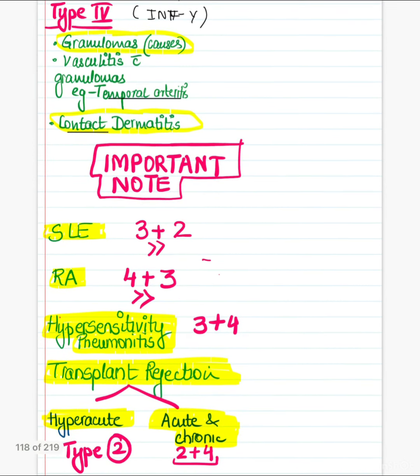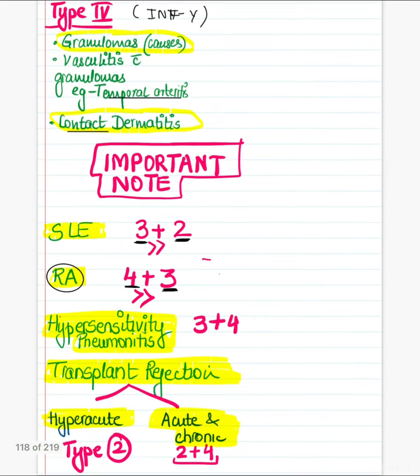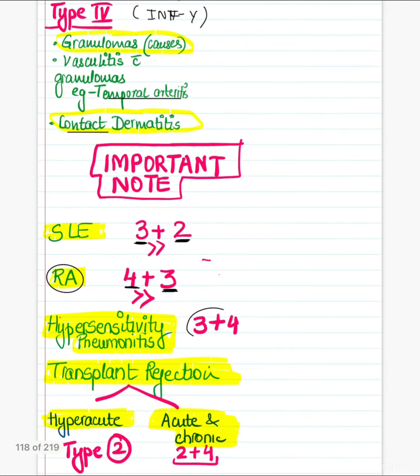Now coming to SLE, guys. This SLE may be due to either type 3 or type 2 hypersensitivity. But more commonly we say type 3. Rheumatoid arthritis. Room has 4 walls, guys. So that was type 4. HLA-DR4 is also there. And this can be type 3 also. Hypersensitivity pneumonitis is again type 3 and type 4 both.